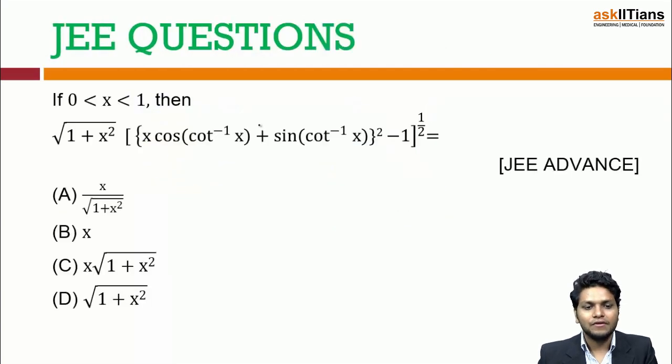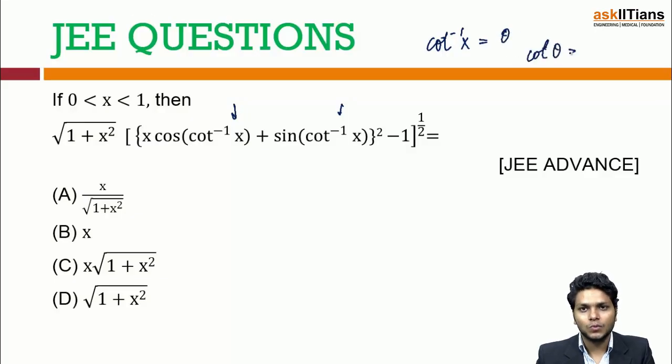Moving further, if x is between 0 and 1, what is the value of x cos(cot inverse x) plus sin(cot inverse x), whole squared, minus 1, to the power half? Too complex. Let's try to simplify things. I am seeing two cot inverse x's, so let cot inverse x be equal to theta, suppose. So cot theta is equal to x.